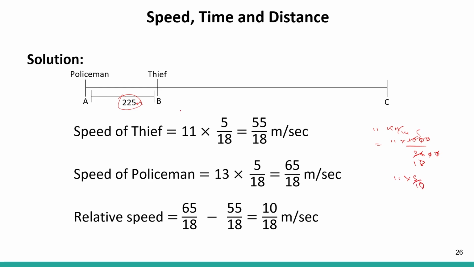So you can see clearly why it is written 11 into 5 by 18: to convert from kilometer per hour to meter per second. And the same goes for the policeman. To convert his speed from kilometer per hour to meter per second, we multiply it with 5 by 18. So 13 into 5 by 18 is equal to what? 65 by 18 meter per second. So relative speed will be what? 65 by 18 minus 55 by 18 is equal to 10 by 18 meter per second.